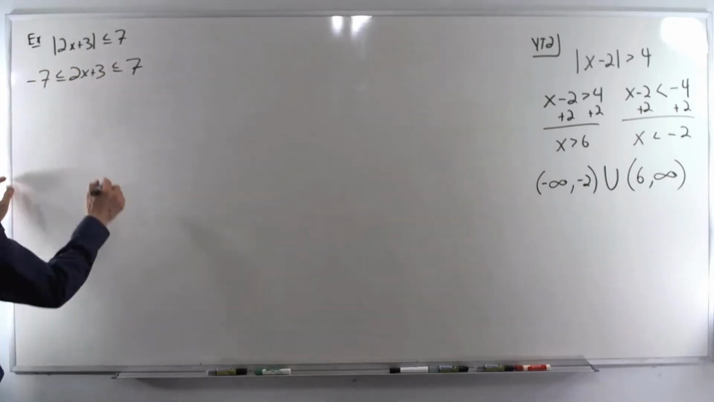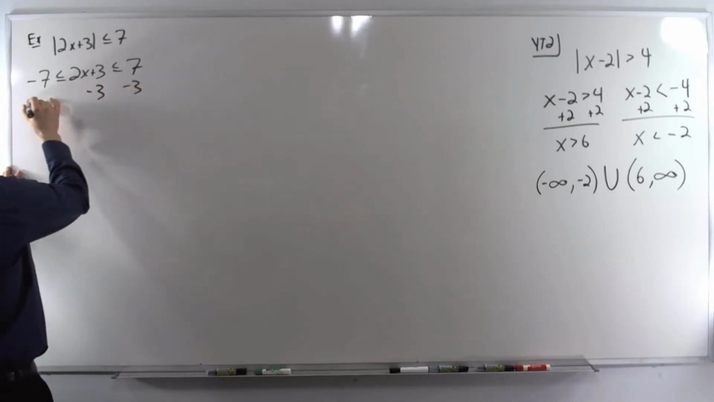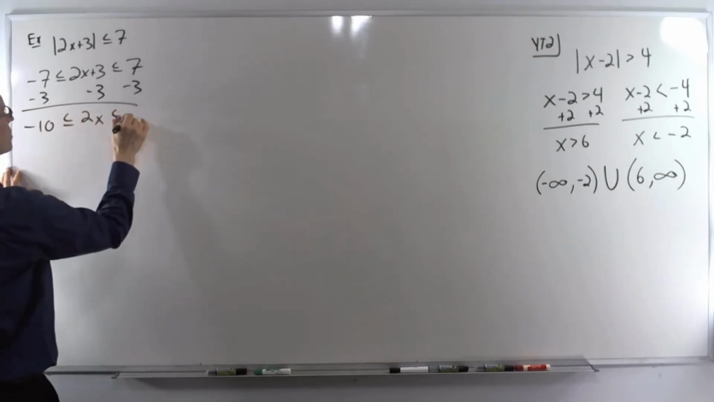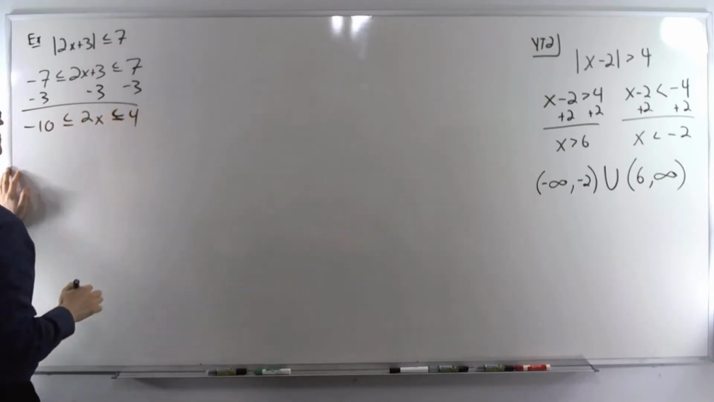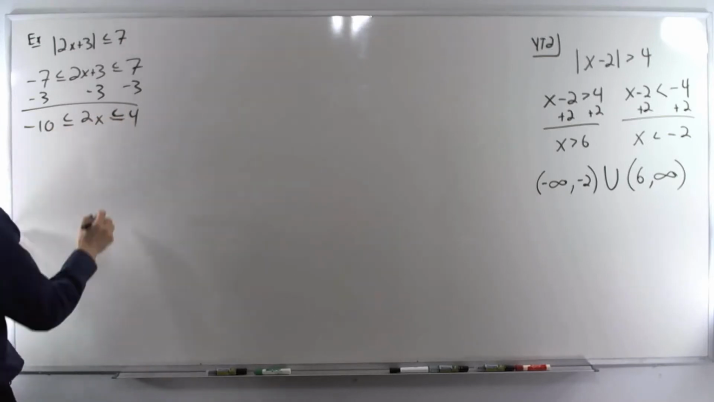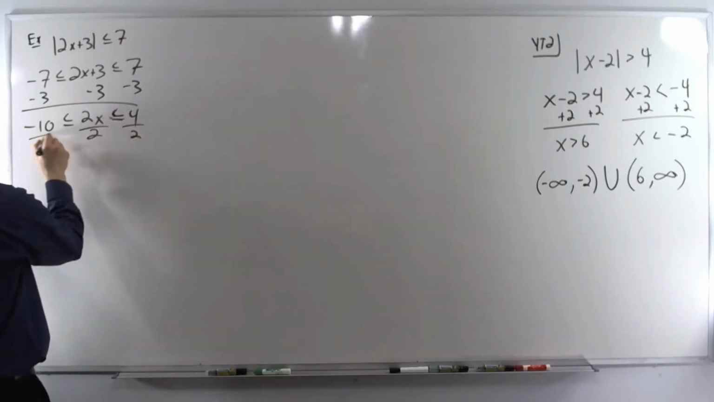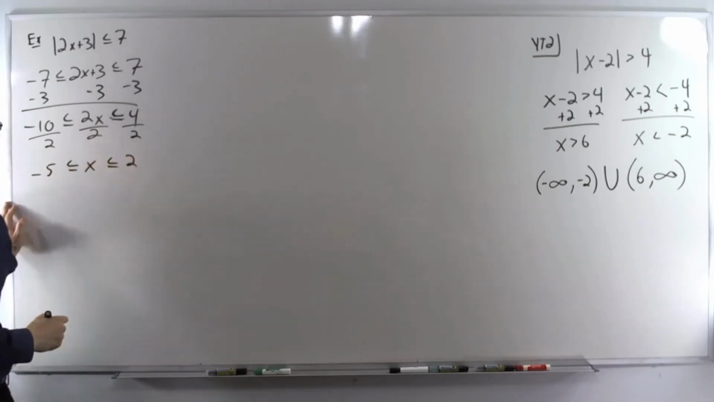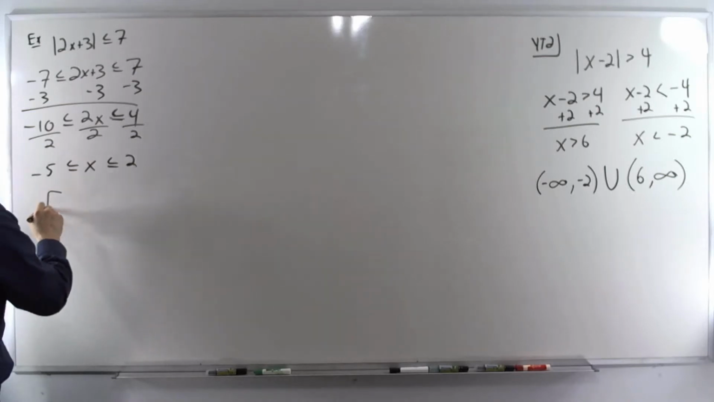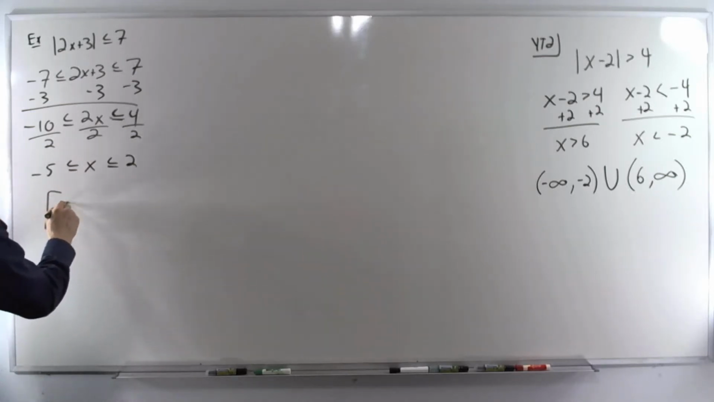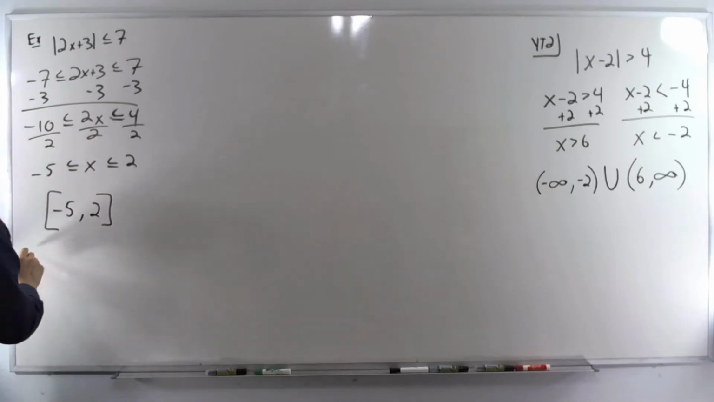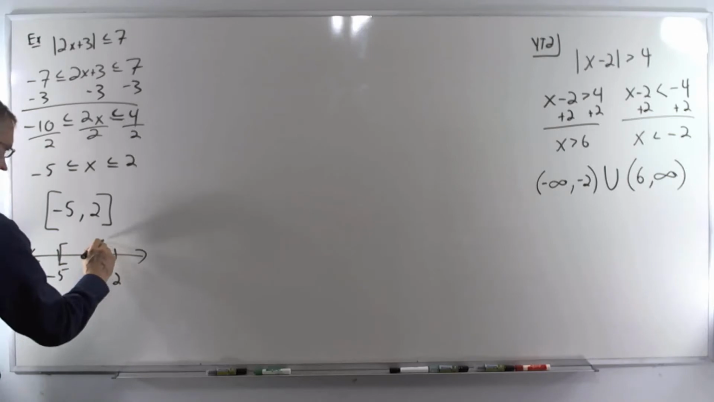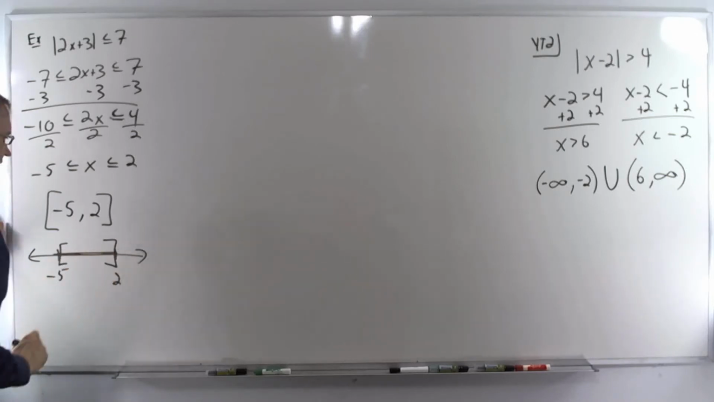All right, now solving this, you got minus 3 both sides, so that's negative 10 less than or equal to 2x less than or equal to 4. Now I'll divide all three sides by 2, and you get negative 5 less than or equal to x less than or equal to 2. So interval notation, since we have less than or equal to, we use the bracket, negative 5 to 2, and then the graph, brackets, and everything between.